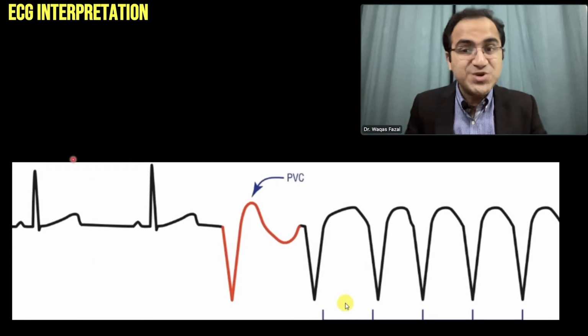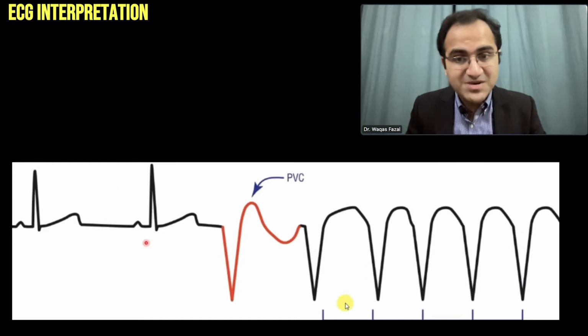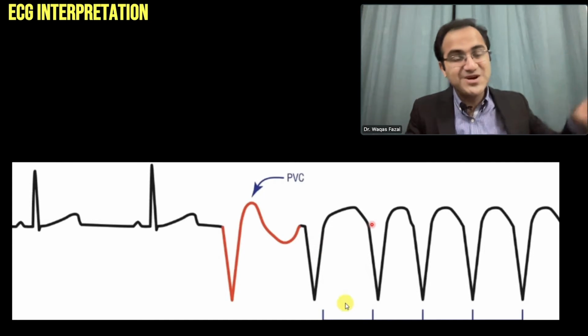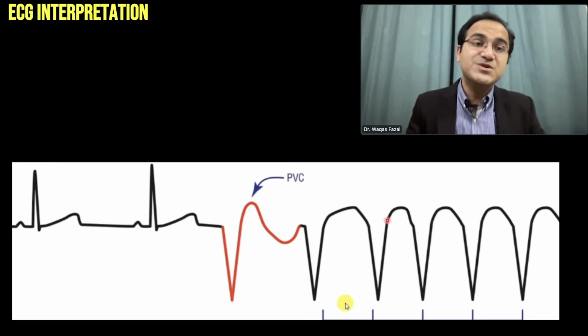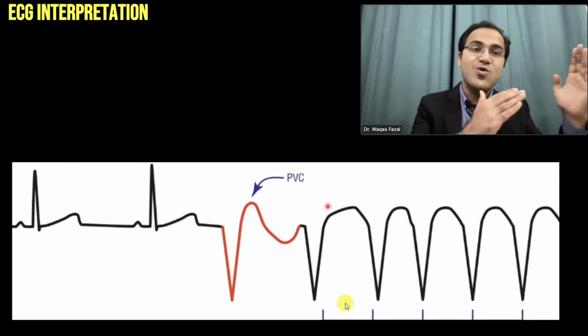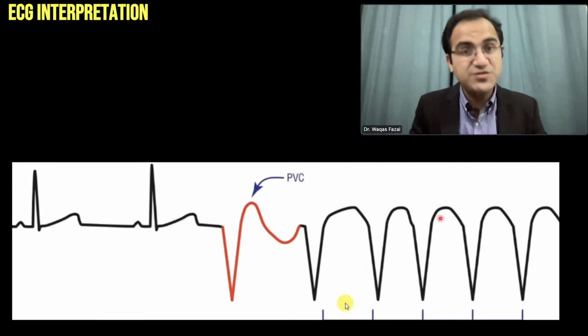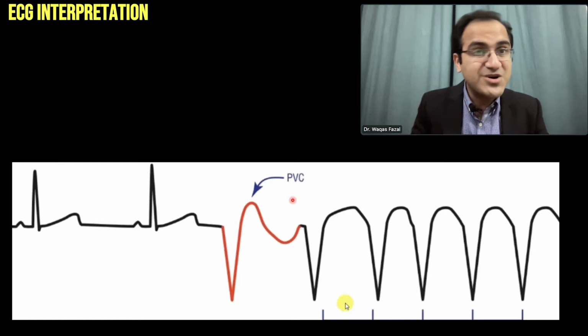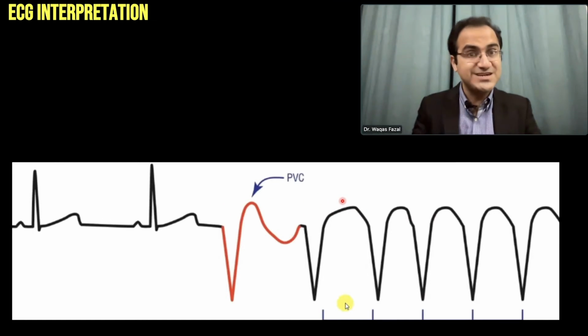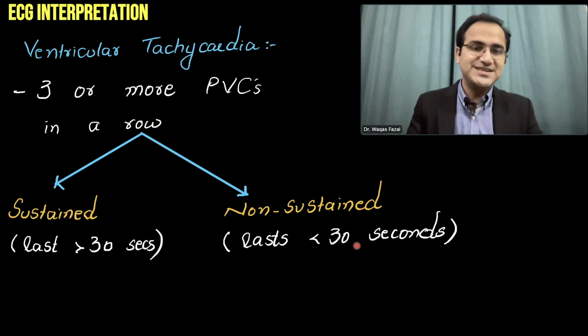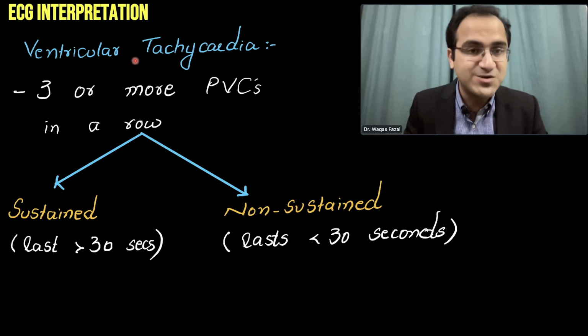Now this is an ECG showing a normal sinus beat, another normal sinus beat, and all of a sudden a premature ventricular complex appears, and then the premature ventricular complex results in ventricular tachycardia. More than 3 premature ventricular contractions occur in a row, and that is called a ventricular tachycardia, and that is called a sustained VT when these premature ventricular contractions occur for greater than 30 seconds on an ECG. They are called non-sustained when these premature ventricular contractions last for less than 30 seconds. That is called a non-sustained ventricular tachycardia.